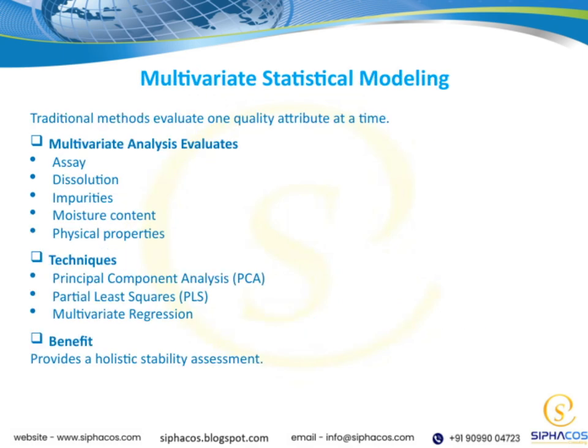When we look at traditional methods, they tend to focus on just one quality attribute at a time. But multivariate statistical modeling takes a different approach. It evaluates multiple factors all at once, things like assay, dissolution, impurities, moisture content, and physical properties. To do this, we use techniques such as principal component analysis, partial least squares, and multivariate regression. The real benefit here is that we get a holistic view of stability, a more complete picture that helps us understand how everything interacts together.